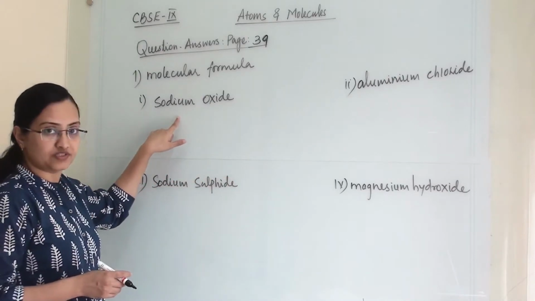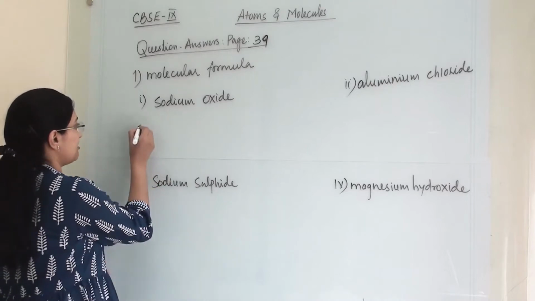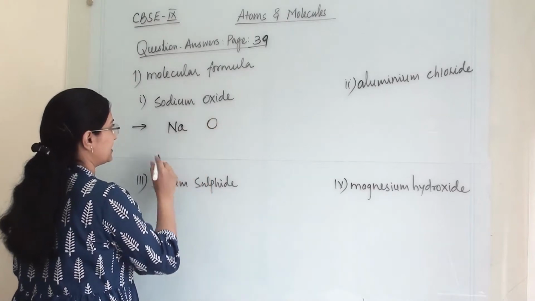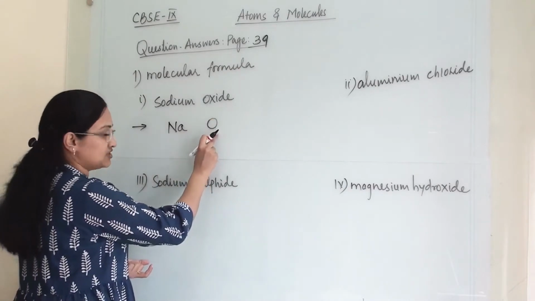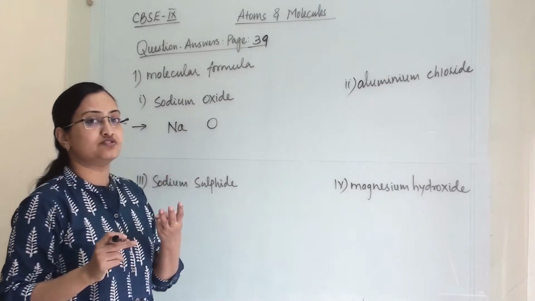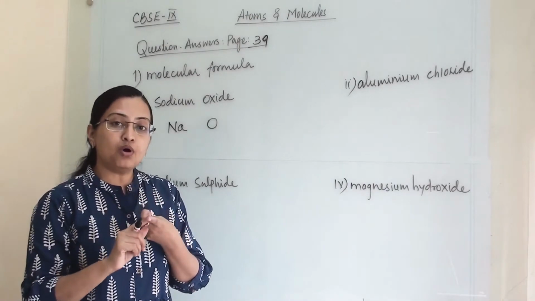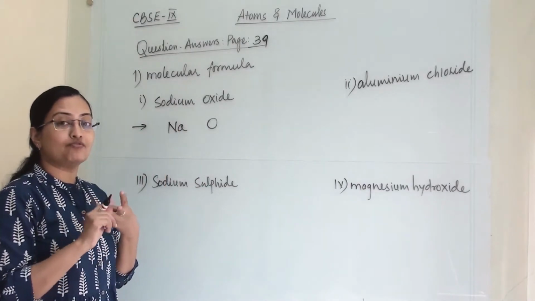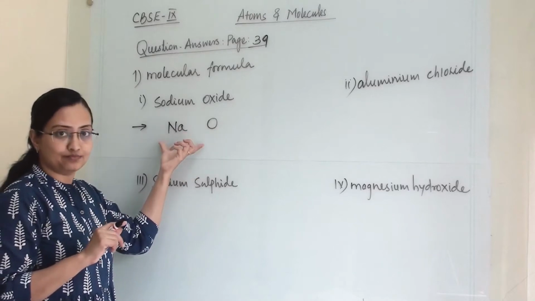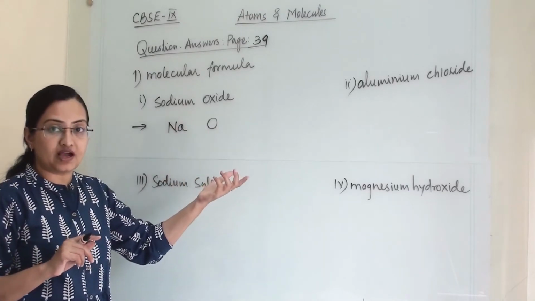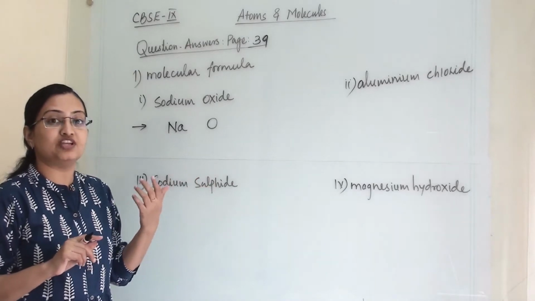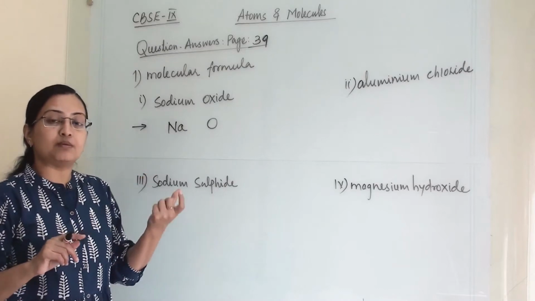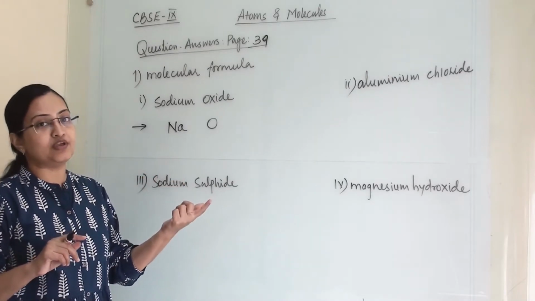First is sodium oxide. When we are writing a molecular formula, the first step is to identify what atoms are present. Sodium is Na and oxide is oxygen. Here we need to remember 3 things. First, the symbols of the atoms. Second, the combining capacity or valency of that particular atom. And if there are any polyatomic ions like sulfate, SO4, then we need to remember sulfate, sulfide, sulfite. So we need to remember the formula of that polyatomic ion also.